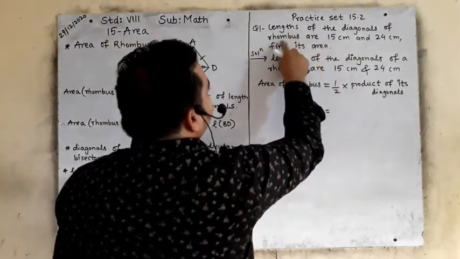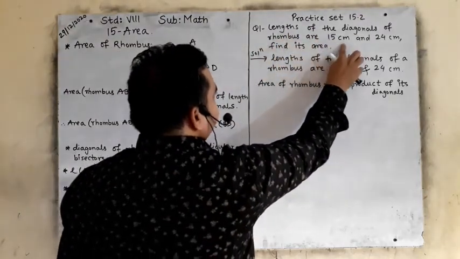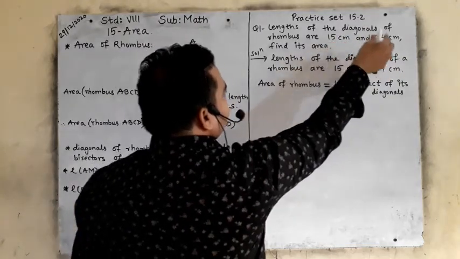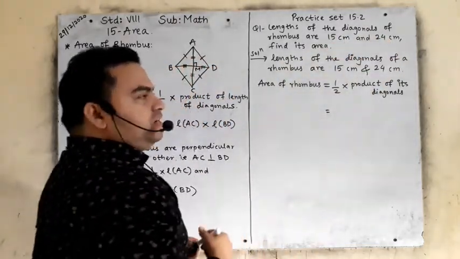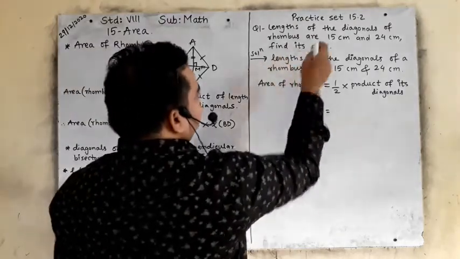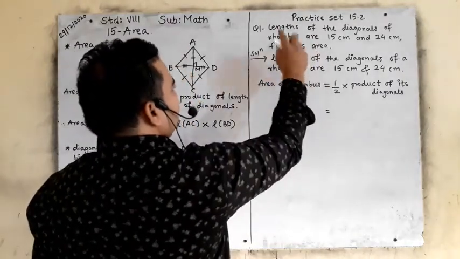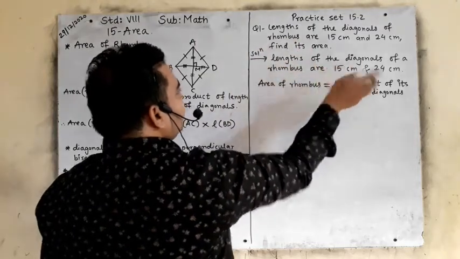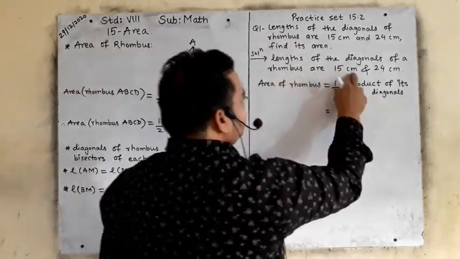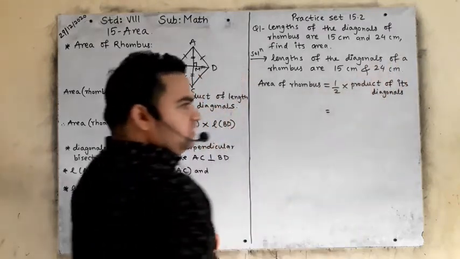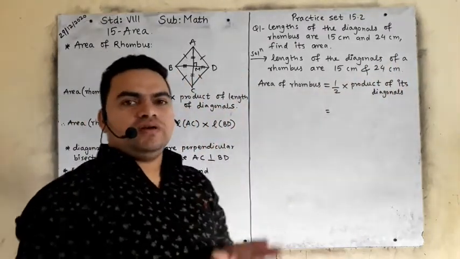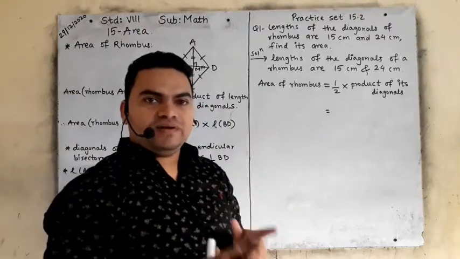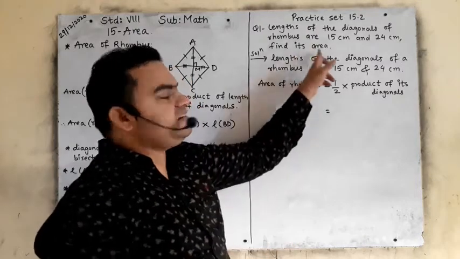Lengths of the diagonals of a rhombus are 15 cm and 24 cm. One diagonal is 15 cm, the other diagonal is 24 cm. Find its area. Whose area? Rhombus. So we will write: lengths of the diagonals of rhombus are 15 cm and 24 cm. This question is all about a rhombus. Now we will find out the area of the rhombus, because we have to find its area.